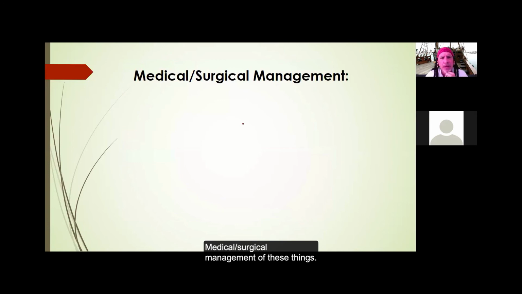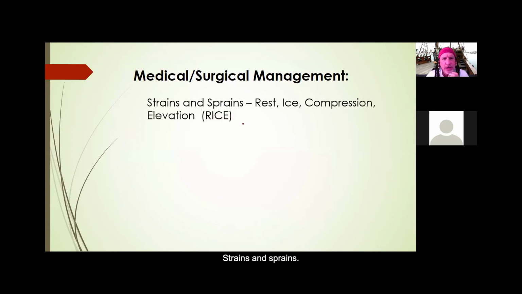Medical surgical management of these things. Strains and sprains. Remember the old acronym: rest, ice, compression, and elevation. Eileen, didn't they expand it to PRICE, I think, at one point? Yeah, it could. I just remember RICE myself. I think they might have put protection in there or something, but I'm old school. So RICE, you need to rest the injury, put ice on it. Usually we used to say ice for the first 24 hours and then heat. But what the ice does is it helps keep the swelling down.